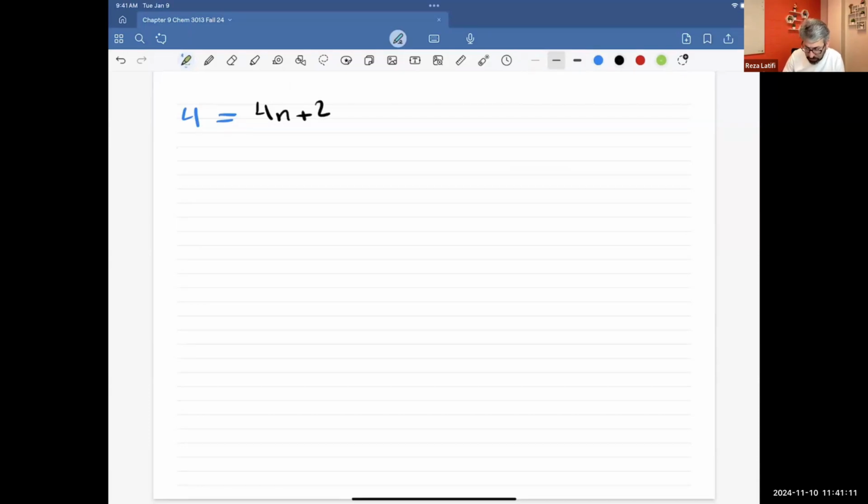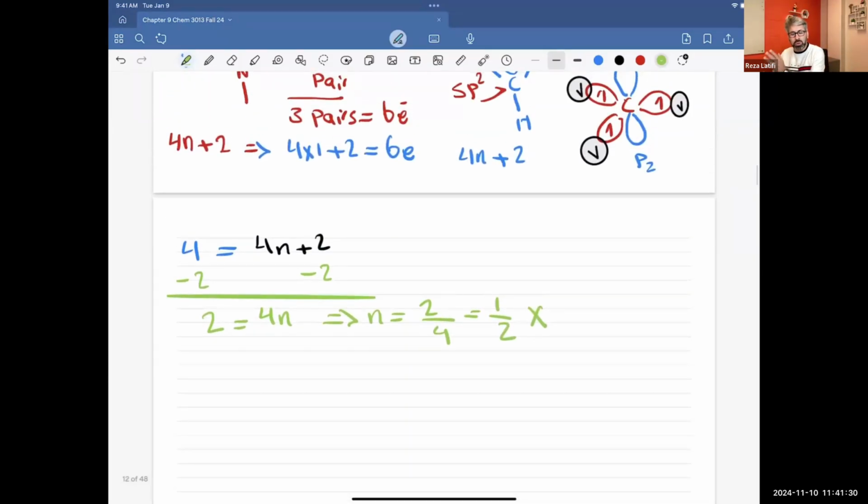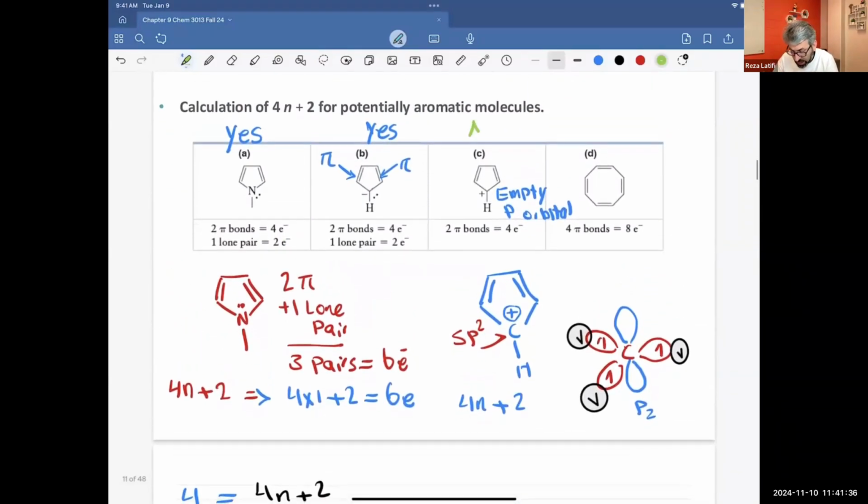Let's subtract 2 from both sides. That's going to give us 2 equal to 4n. So what's going to be the n? n is going to be 2 divided by 4, 1 over 2. That's not correct. That cannot be. So n must be either 0 or a whole number. So in this case, I'm going to say this one is not aromatic.